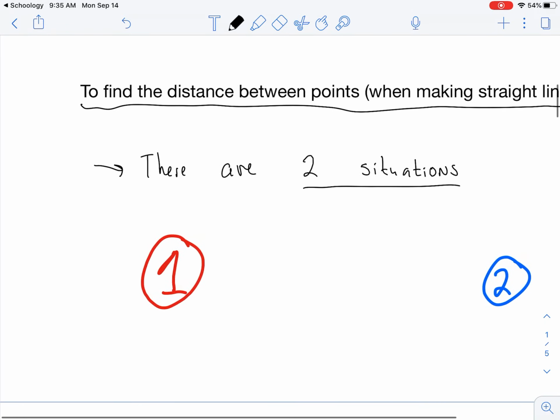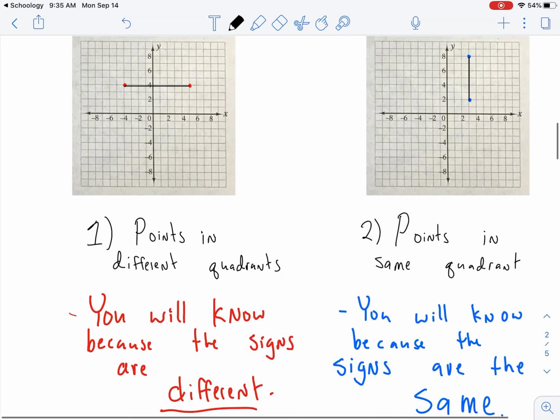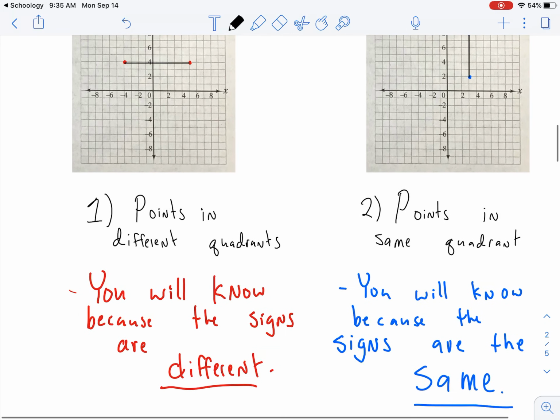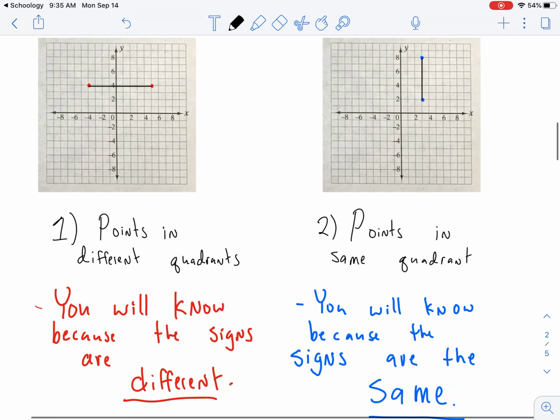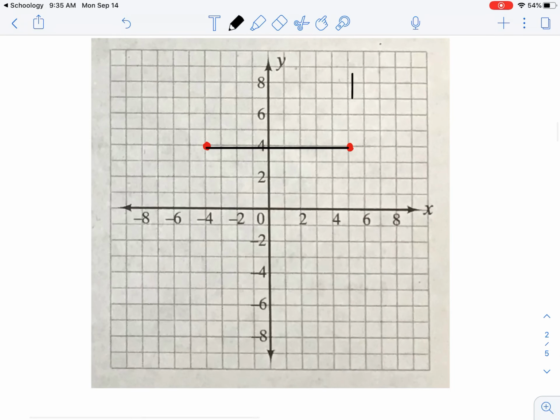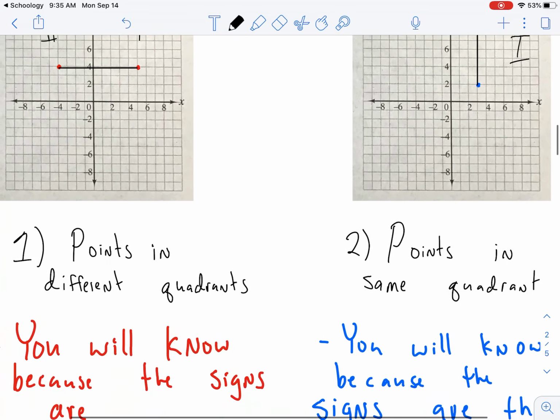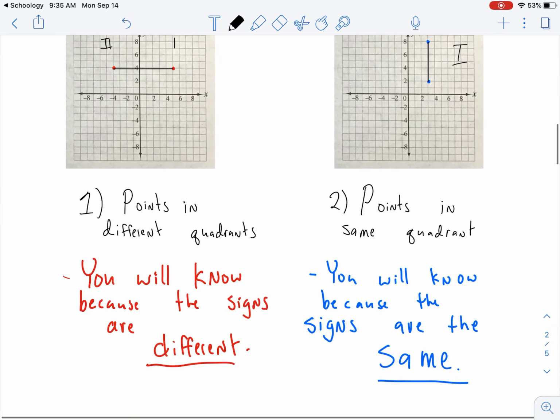Okay, we are going to be having 2 situations when finding the distance. The first situation will be everything we see in red. The second will be everything in blue. So situation 1 will be when points are in different quadrants. Situation 2, points are in the same quadrant. So you can visually see that there. Quadrant 1, quadrant 2. Everything here is in quadrant 1. And the way that you will be able to know this is by looking at the signs of the non-matching coordinates. They will either be different or the same.